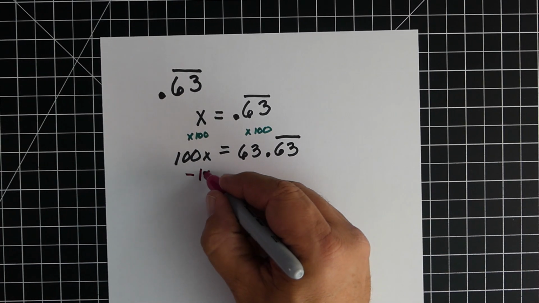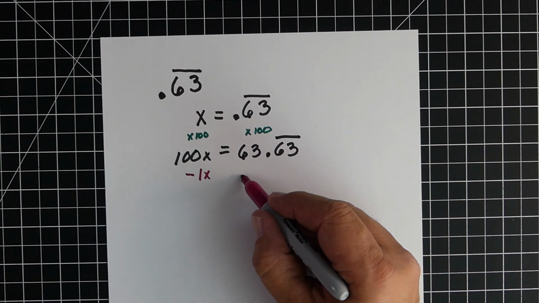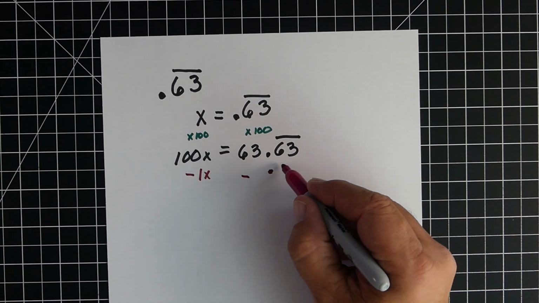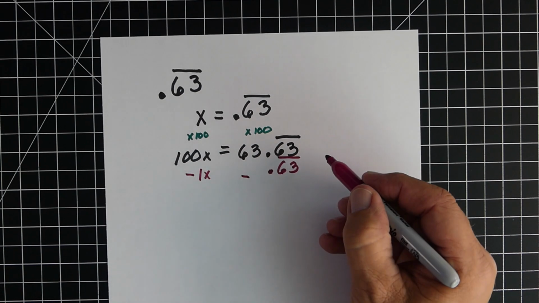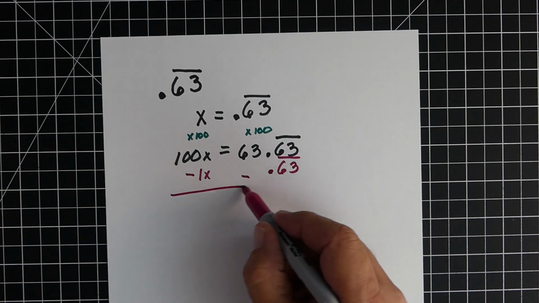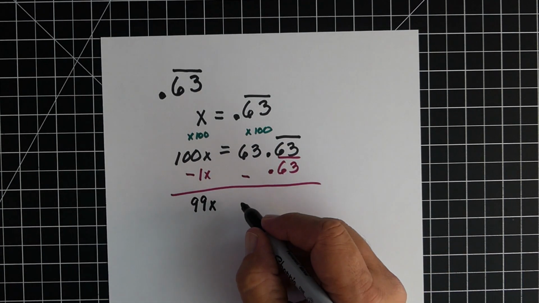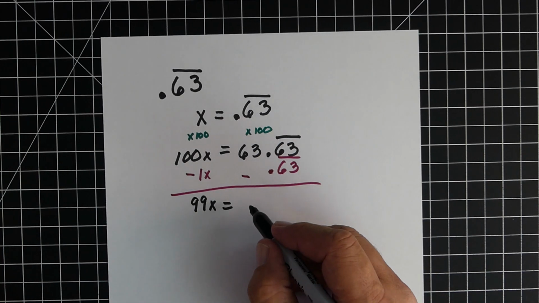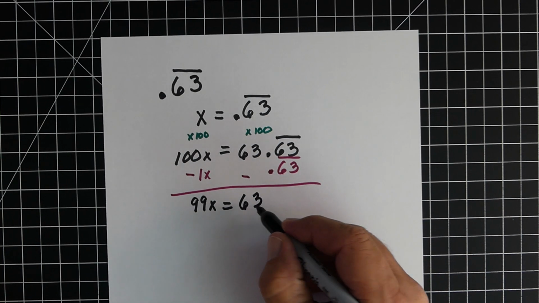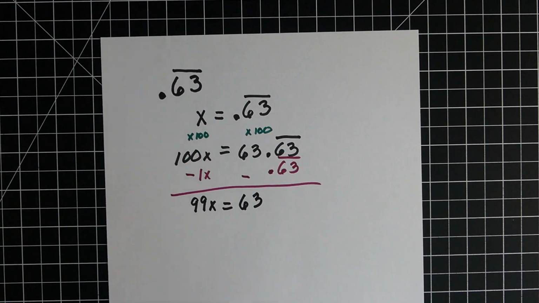We're going to take away one of the x's from both sides. So from the left side, when we subtract 1x, that's just going to leave us with 99 x's. On the right side, this is kind of the key part. We're going to be left with 63. We've eliminated the part that repeats, so it's gone.